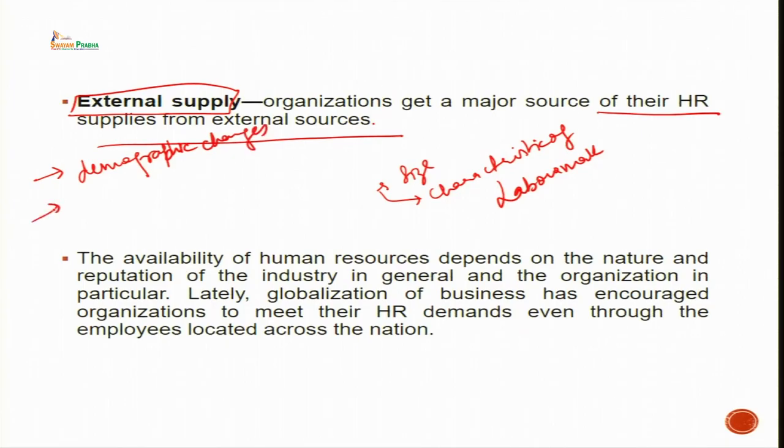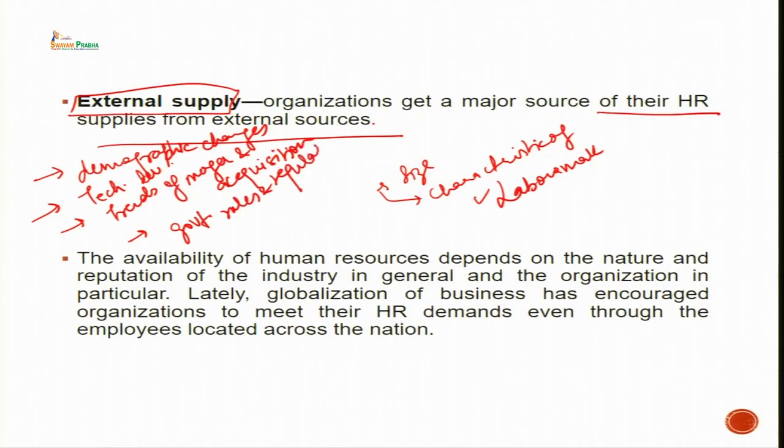changes which are taking place in the lifestyle of people, technological developments, by now you understand their relevance and importance, labor characteristics, and trends of merger and acquisition. If that is taking place, again it becomes important for the organization to see whether people are available outside the organization or not. Government rules and regulations also play a vital role in deciding about the labor characteristics. The attitude of union members also needs to be considered before we go for external factors for identifying the human resource from outside.